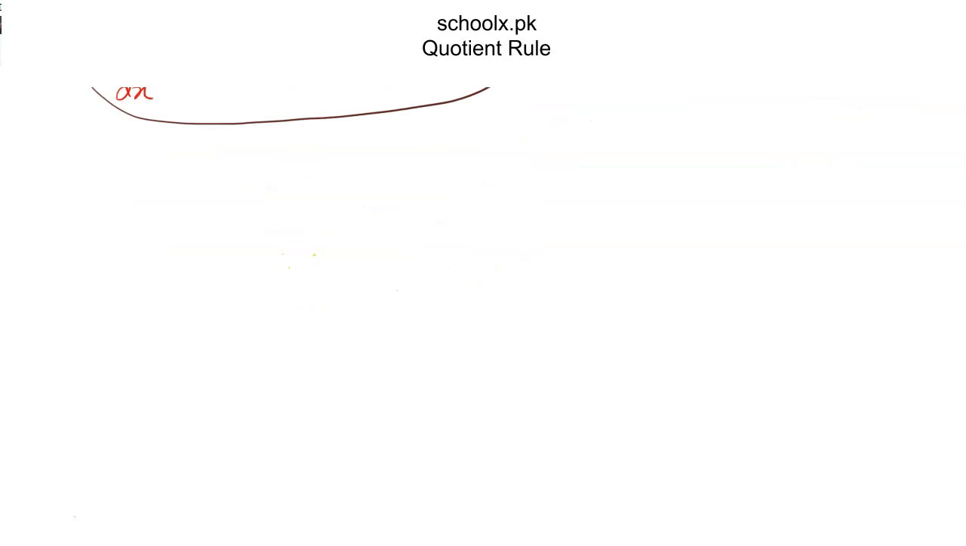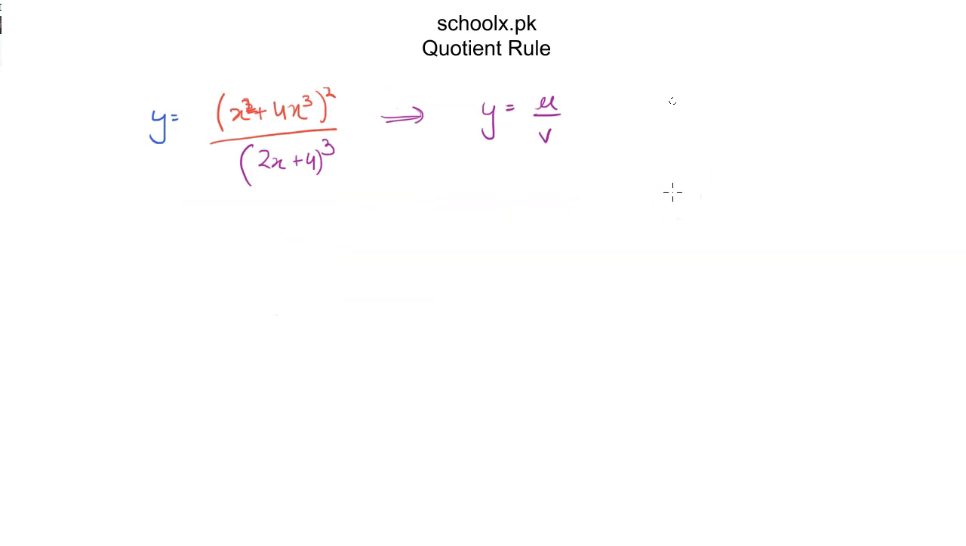So let's do an example. Let's say I have a function y equals x squared plus 4x cube, whole squared, over 2x plus 4, whole cube. Now this is in the form of y equals u over v, right? So I'm going to apply the quotient rule on this to differentiate it.